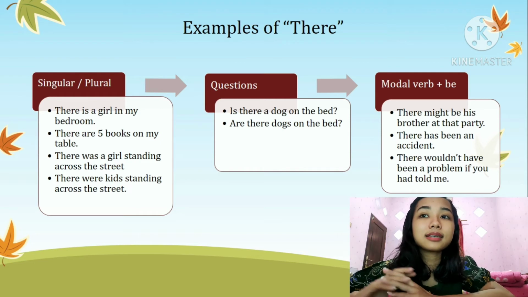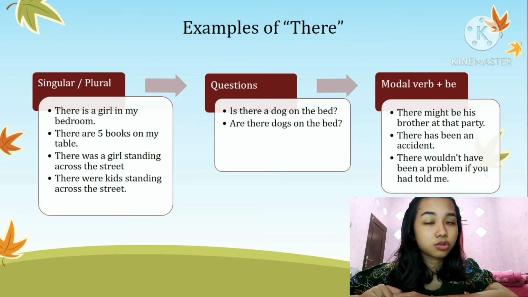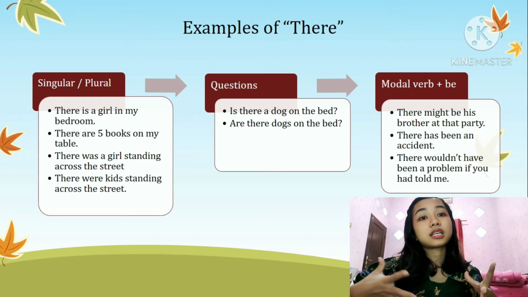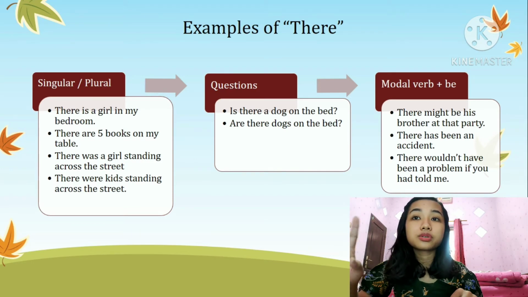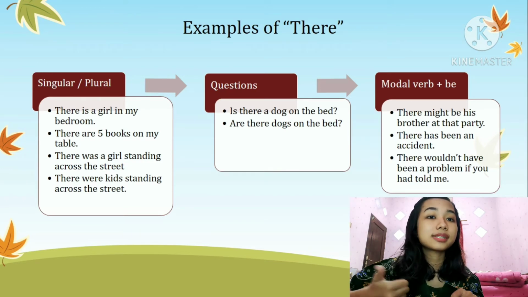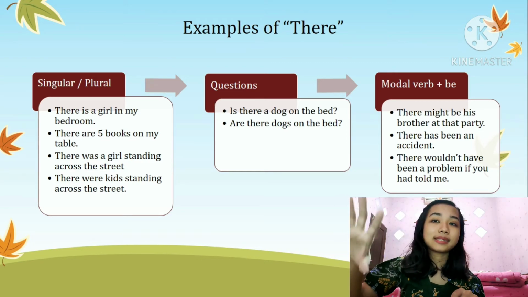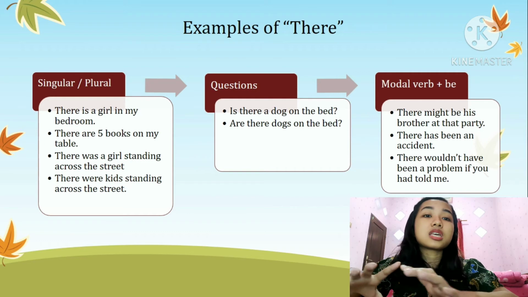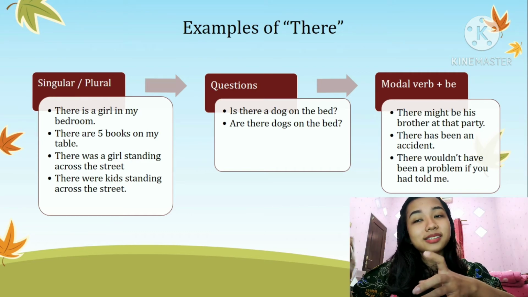And let us see now the third sentence and the last one. There was a girl standing across the street. There were kids standing across the street. The to be that are used in those sentences are "was" and "were", which means the context of these sentences is about something in the past.